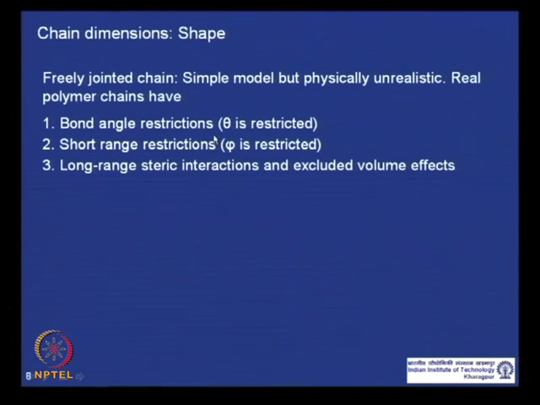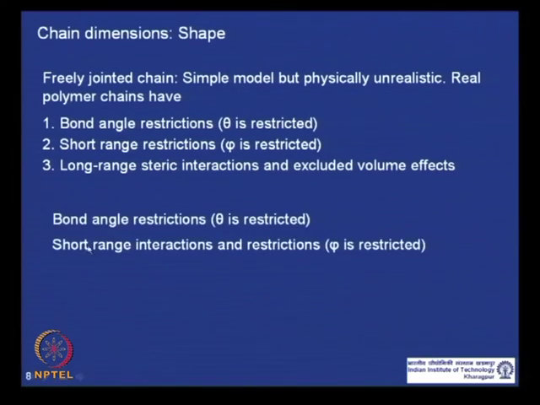So, we will put in all these restrictions one after another and find how the RMS end to end distance varies. Once we know the RMS end to end distance, we can always find the radius of gyration. Now, let us first consider these two: bond angle restriction and short range rotational restriction.